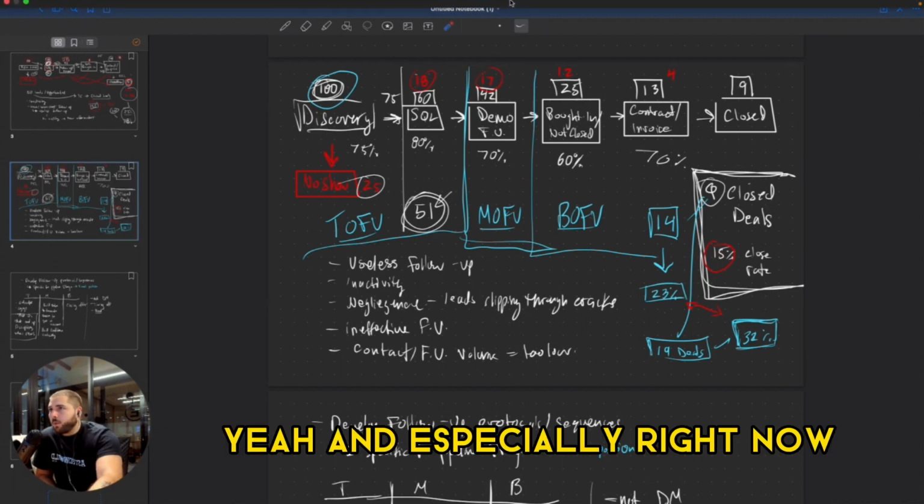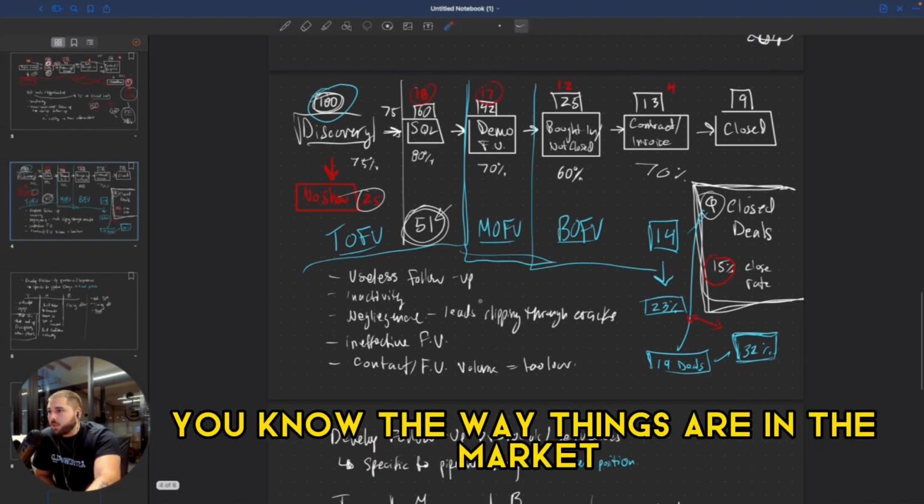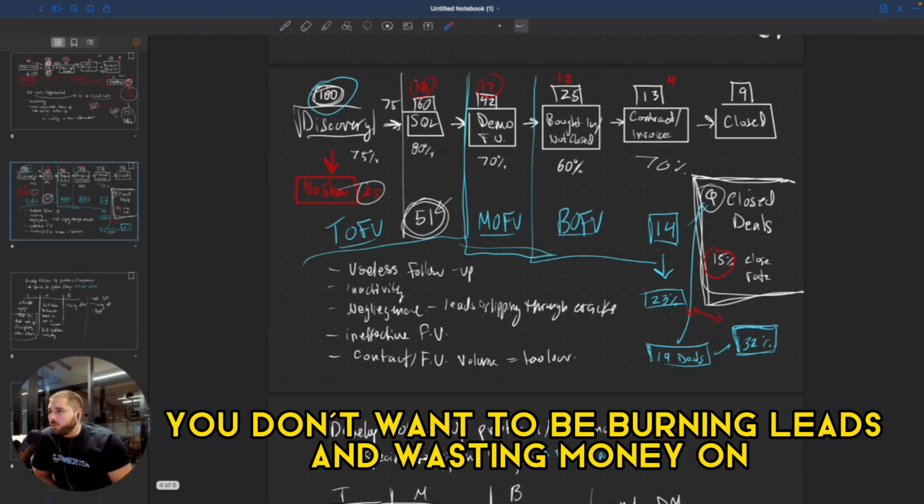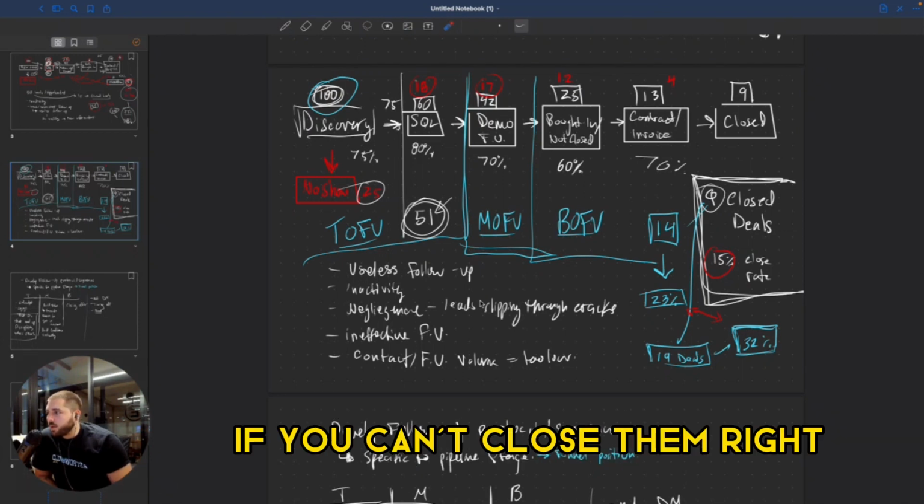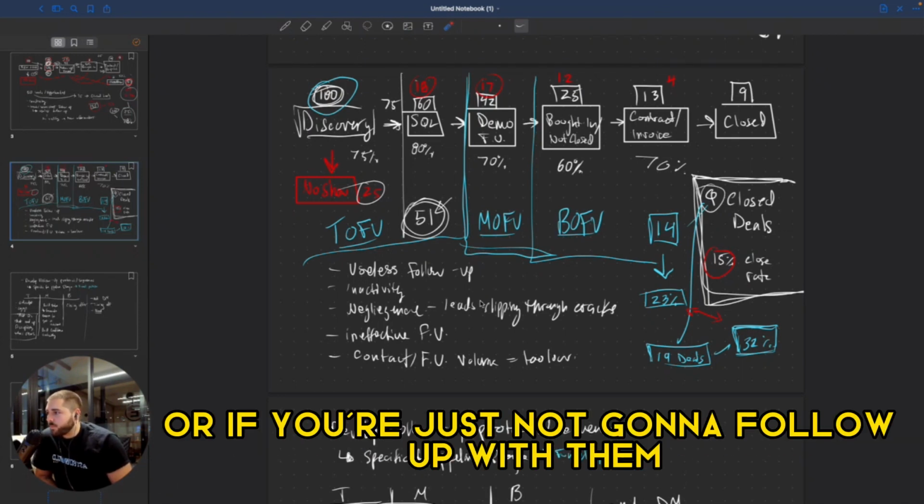Especially right now, the way things are in the market, you don't want to be burning leads and wasting money on leads if you can't close them, right? Or if you're just not going to follow up with them.